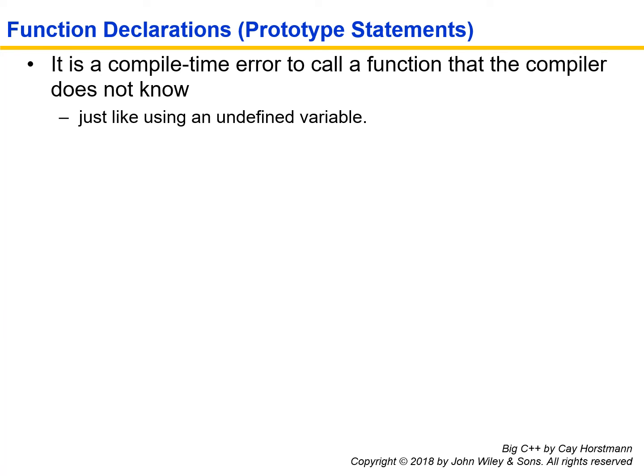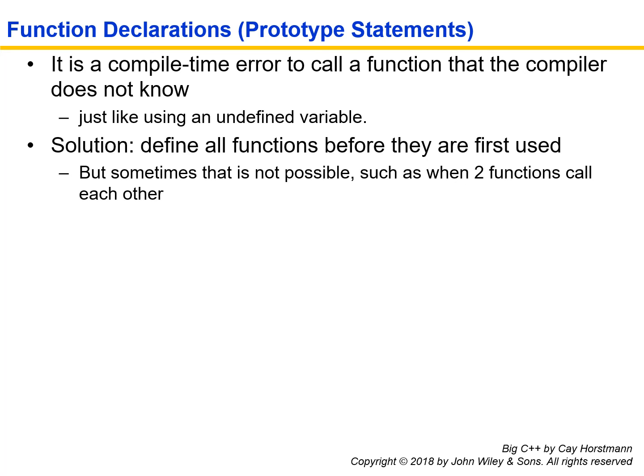It's also an error to call a function that the compiler does not know, just like using an undefined variable. The program is compiled from top to bottom. There's no first pass through to catch all of the names, and then we go through and compile. So we need to define all of our functions before they are first used. But sometimes that's not possible because one function might call another function, and then that function might call the first function. Sometimes functions call each other back and forth.